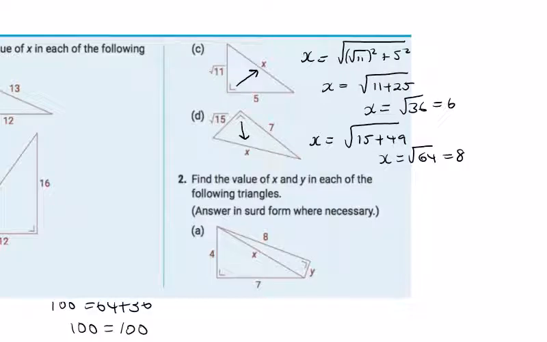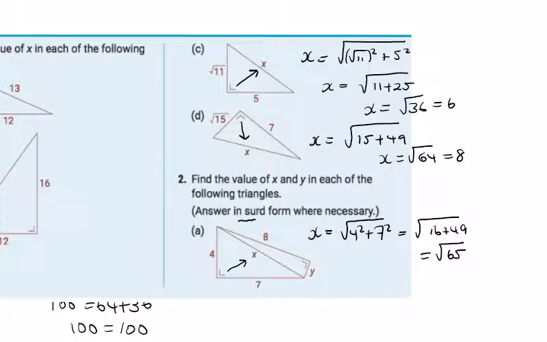Down here we've two that we're looking for. We can definitely get this x first. X is equal to the square root of 4 squared plus 7 squared, which is equal to the square root of 16 plus 49, which is root 65. It does ask us to write it in surd form where necessary. Now your calculator will simplify this for you, but if a square number divides into it, it will simplify. But you can see here 4, 9, 16 don't divide into 65, so it won't simplify any further.